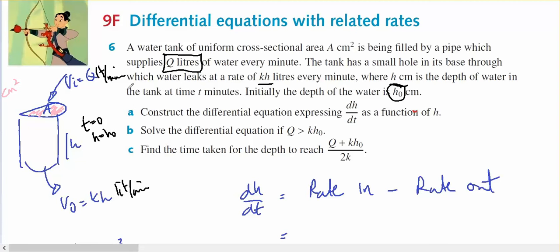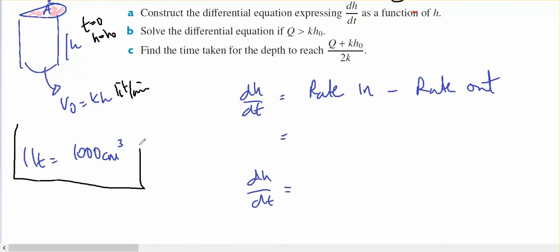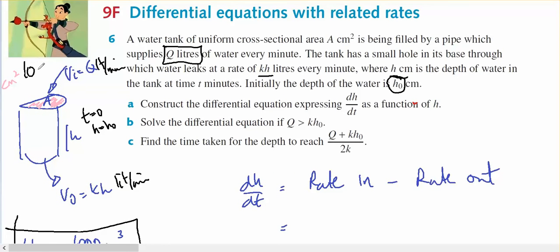Okay, so we have a unit issue. We have centimetres for our height, centimetres for A, but we have litres for the volume. So I'm going to make a conversion, and 1 litre is 1,000 cubic centimetres. So what I've got going in is actually 1,000 Q, and what I've got going out is kH times 1,000, and now we have centimetres cubed per minute.